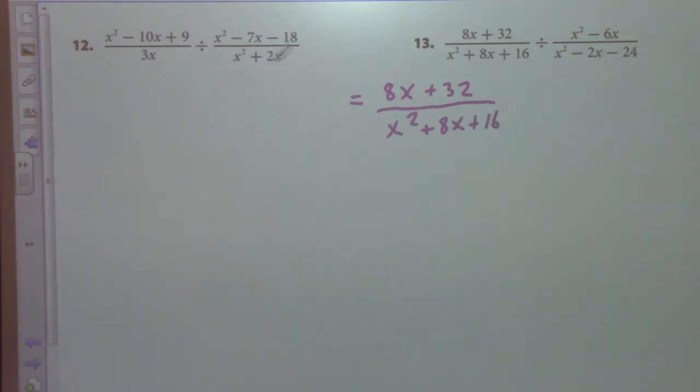But what'd she do over here? Look at the positive 2x and the negative 7x. Okay, what she did is this. Dividing by a fraction is the same as multiplying by its reciprocal. So we rewrite this as a reciprocal, and it's multiplied. Okay, and then what's the next step?